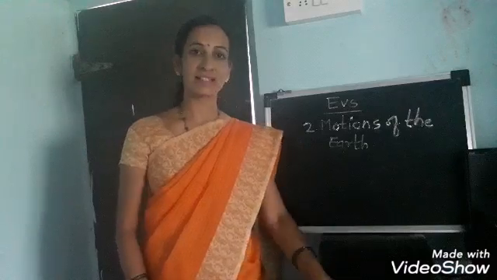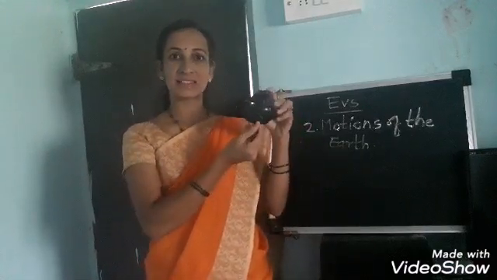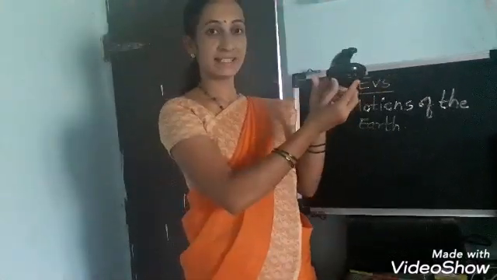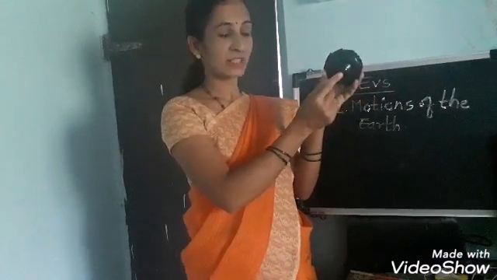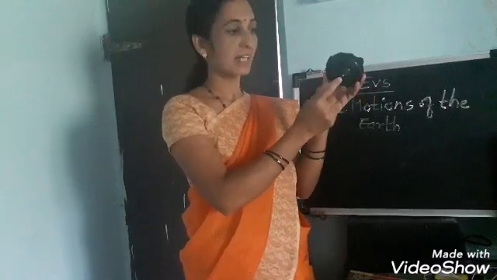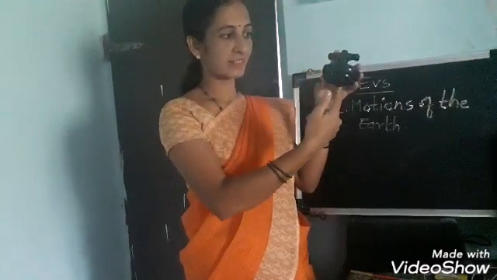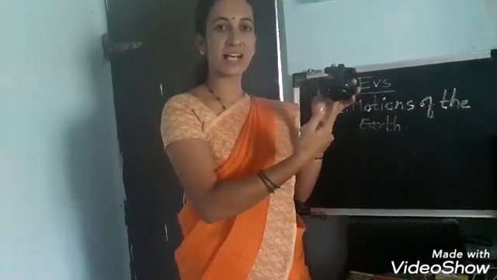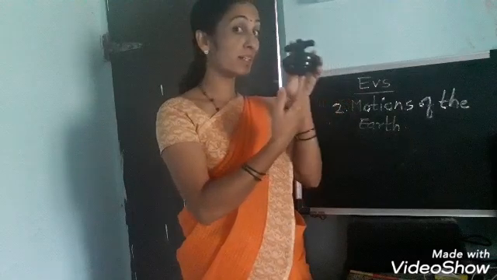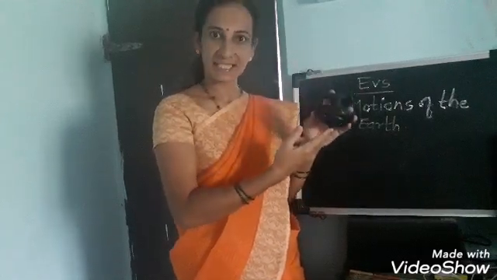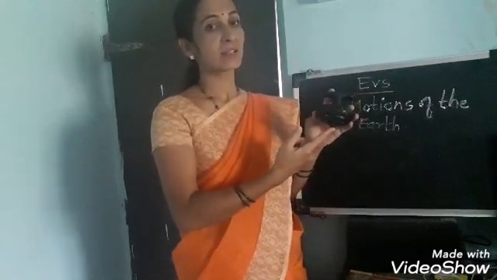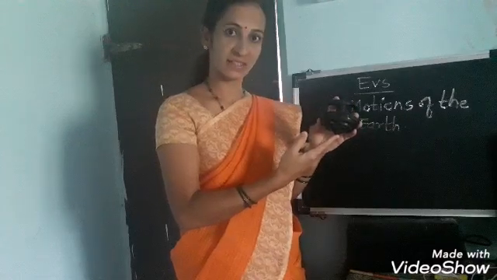Students, have you played this toy? What is it? Yes, it is a top. It rotates on this one point. And the imaginary line on which it rotates is called the axis of rotation of a top. So we will see about the axis of rotation of the earth.